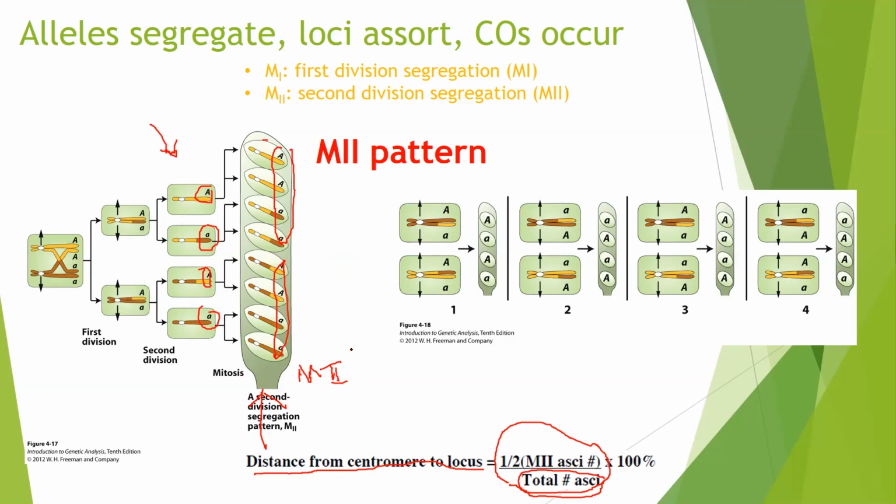So you just need the total number of the asci produced from the test cross, and that's the total number of the asci. We will put this number in the denominator, and the numerator will be the total number of the asci that have M2 pattern.